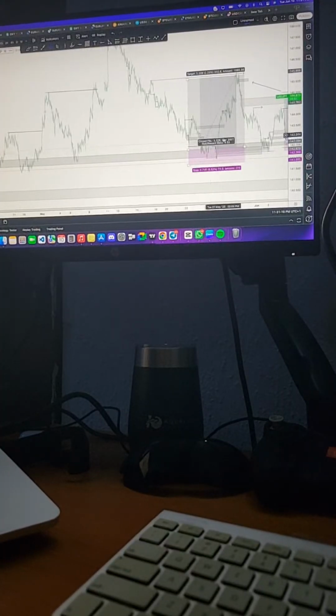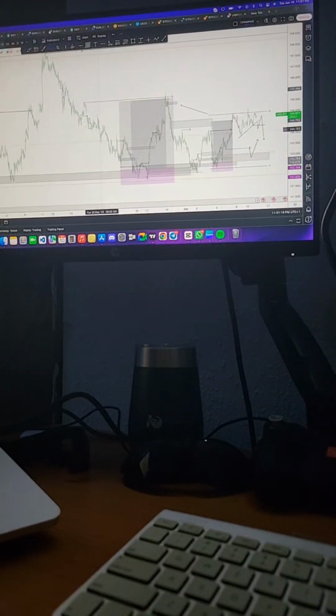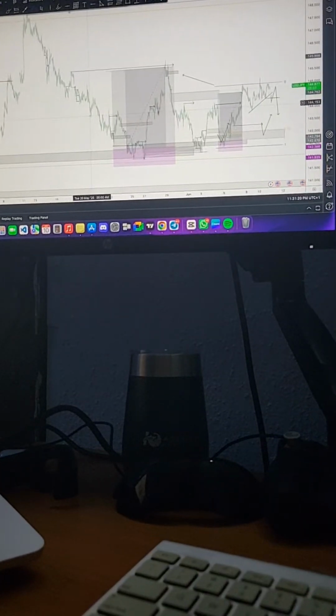Okay, on the USD JPY, I've been on this trade since last month. I've been milking USD JPY back to back, guys, back to back. And if you can see closely, you can see my structure clearly.